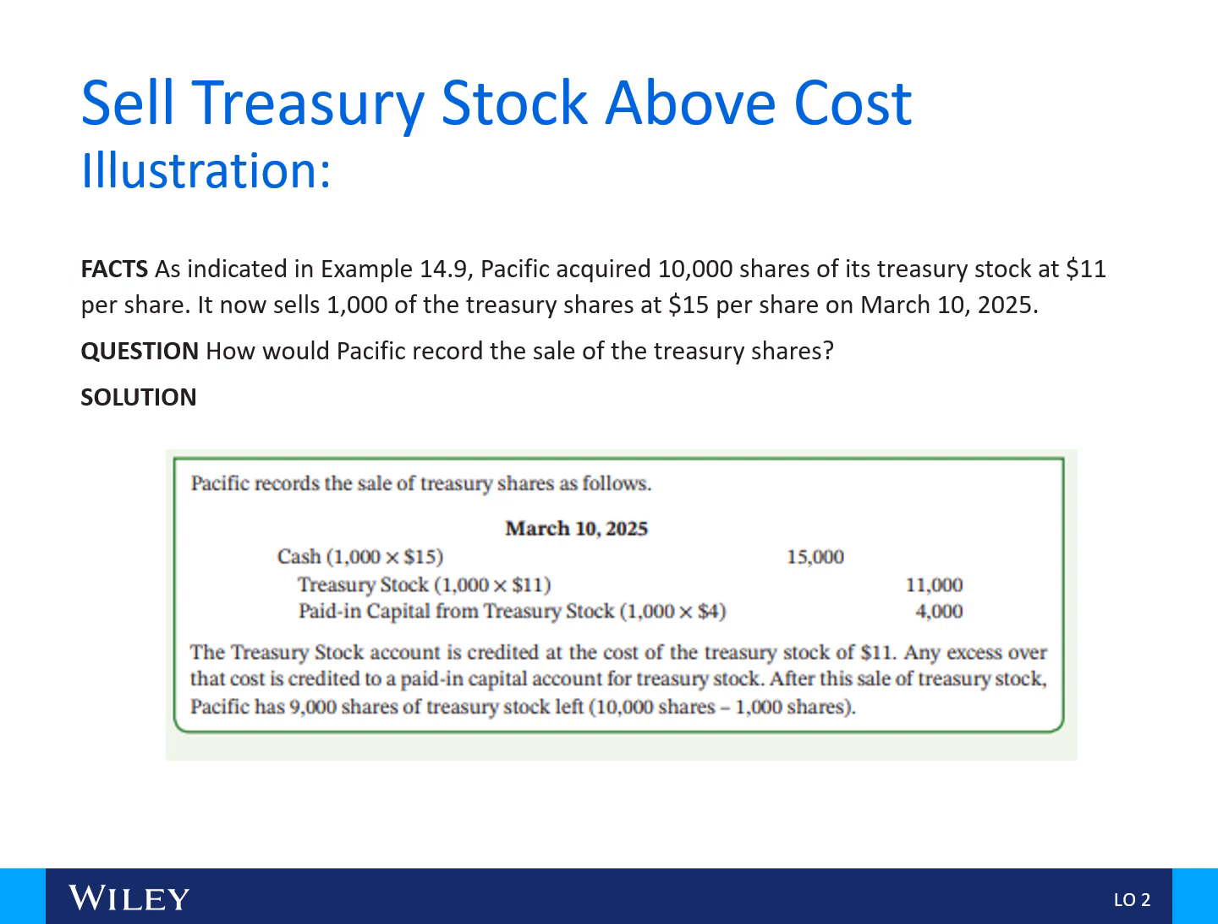So again, the situation here: they bought 10,000 shares at $11 per share. It's now going to sell 1,000 of those shares at $15 per share. So the actual market value of the stock has gone up from 11 to 15. So Pacific says, let's go ahead and sell 1,000 of the shares that we own for 15. And in theory, they have made $4,000 of profit.